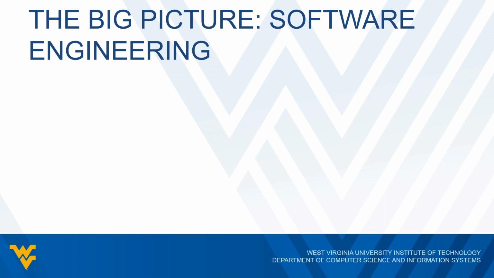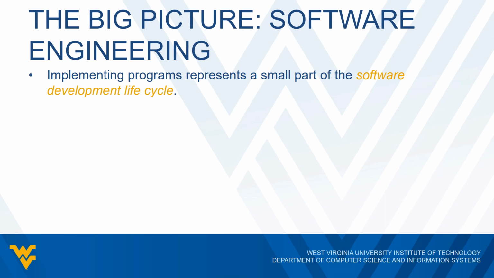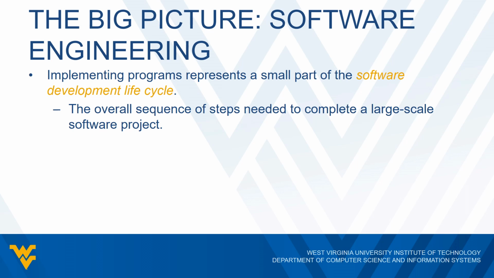But most students will think that the bulk of the effort of the software development process is devoted to the implementation, taking the algorithm and turning it into code. But that's actually not true. In fact, implementing programs is a very small part of the software development lifecycle. And what is this lifecycle? It's basically the overall sequence of steps needed to complete a large-scale software project.